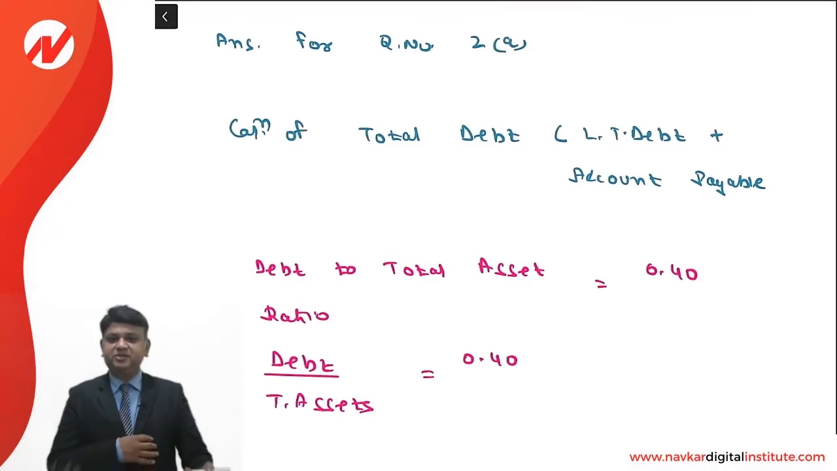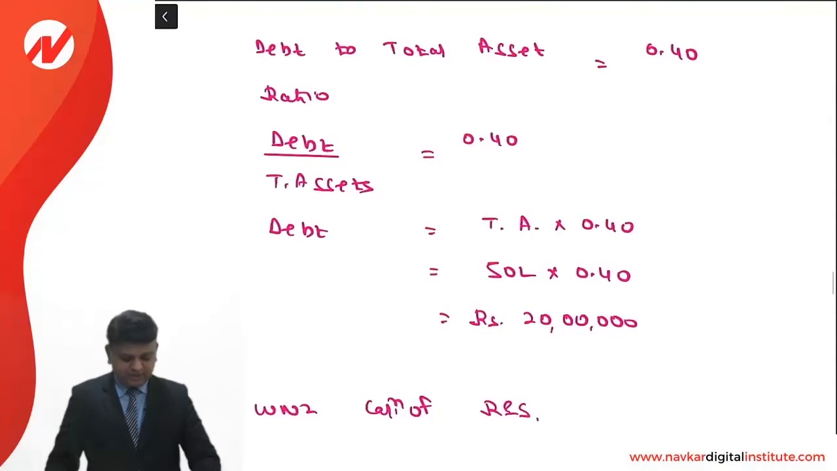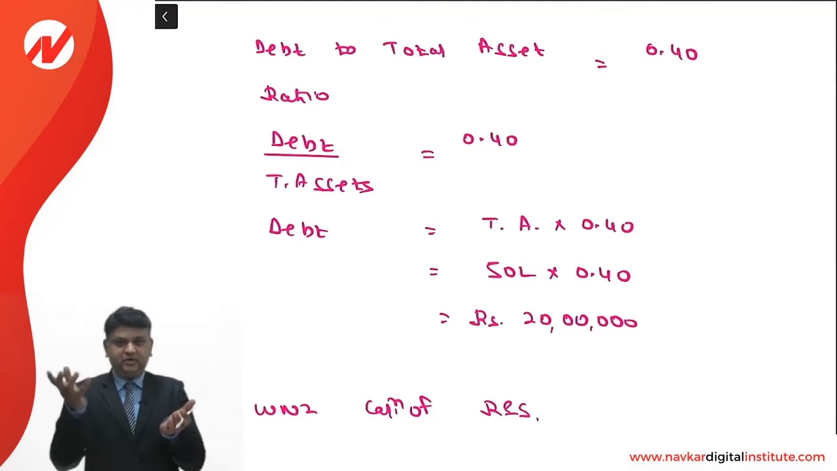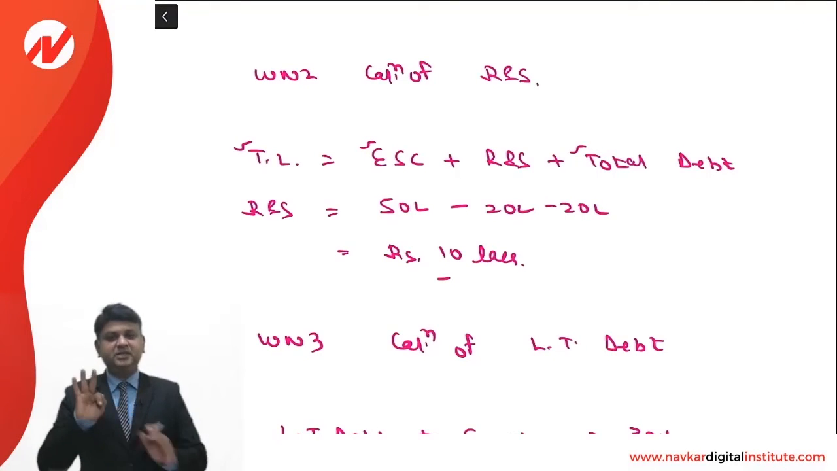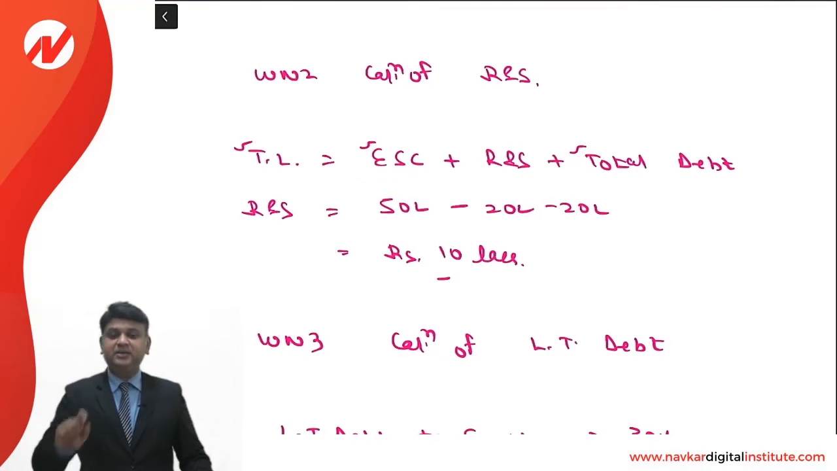Finally, let us have the revision of the entire answer. First of all, we make the calculation of the total debt, taking the total liability itself as the total assets. We have computed the total debt, that is an amount of rupees 20 lakhs. On the liability side, we have the total liabilities of 50 lakhs. Equity share capital is 20 lakhs. Total debt is again 20 lakhs. So the remaining is reserves and surplus 10 lakhs.